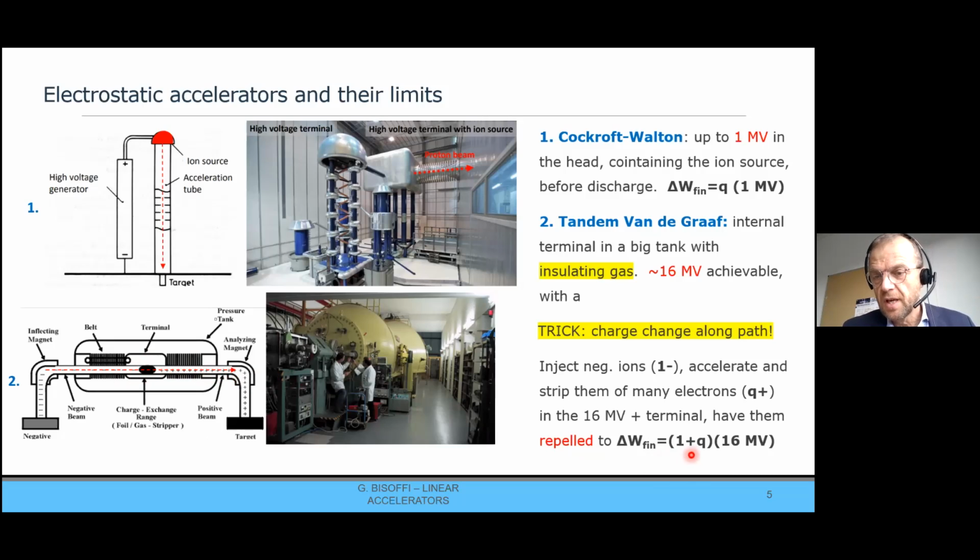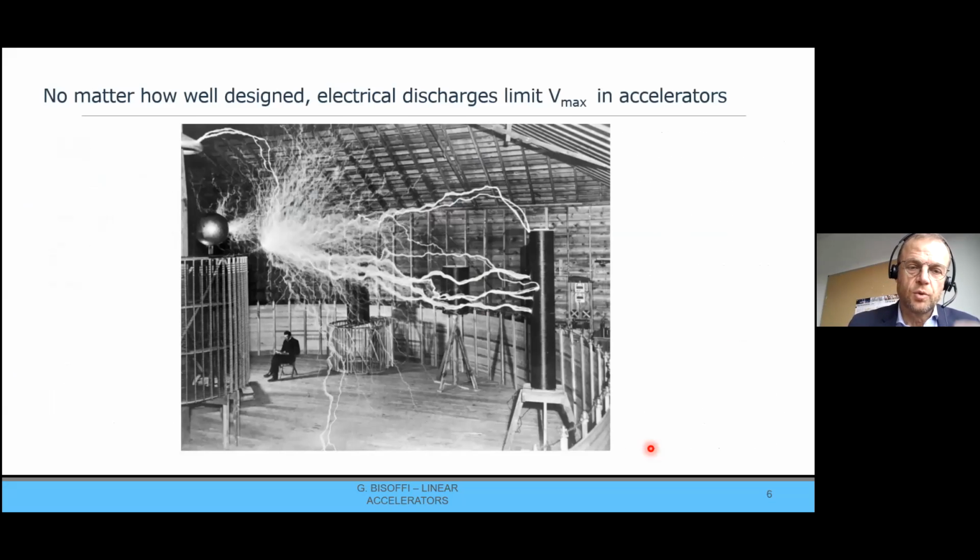So final energy may be 16 megavolt times 1 plus Q, which is a relevant energy, which is of interest for several accelerators, for several nuclear physicists, for example, or applied physicists for their research. Eventually you run into sparks. Of course, you cannot exceed the accelerating voltage, the terminal voltage, beyond a certain extent.